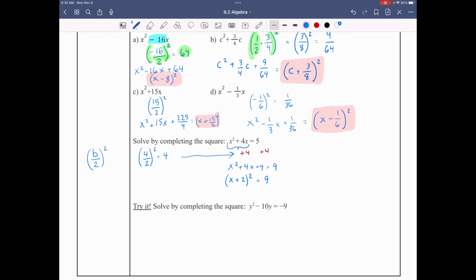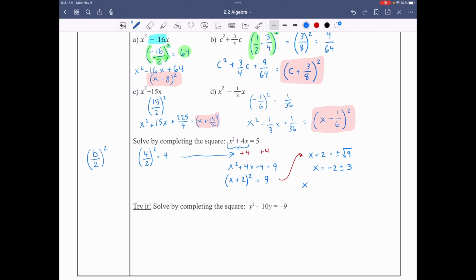Now we need to go back to what we learned in our last section in 9.1, and we're going to solve this using the square root rule. So we'll square root both sides. And when we do that, we get x plus 2 equal to plus or minus the square root of 9. All right, and then we're going to subtract 2 from both sides, so x is equal to negative 2 plus or minus the square root of 9, which is just 3, so let's simplify that.